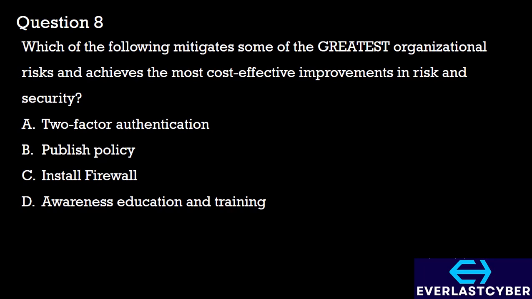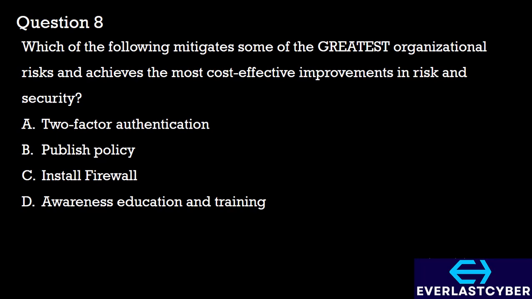Question 8. Which of the following mitigates some of the greatest organizational risks and achieves the most cost-effective improvements in risk and security? A. Two-factor authentication. B. Publish policy. C. Install firewall. D. Awareness, education, and training.